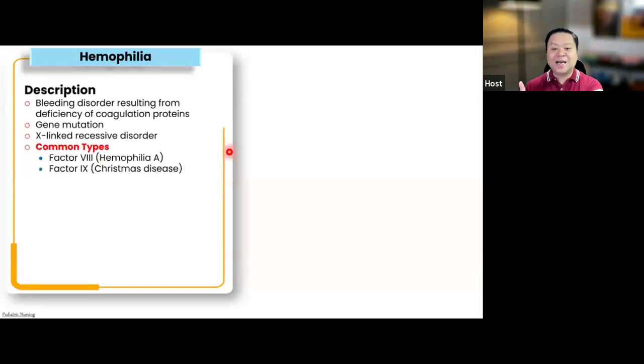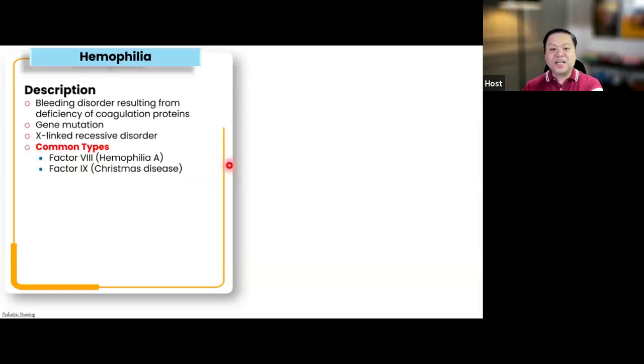All right. Now, let us identify the common types of hemophilia. We have two types: factor 8 deficiency, commonly known as hemophilia A, and factor 9 deficiency, which is known as Christmas disease. So please take note of that. Again, there are two types: hemophilia A, the deficiency in factor 8, and factor 9 deficiency, also known as Christmas disease or hemophilia B.